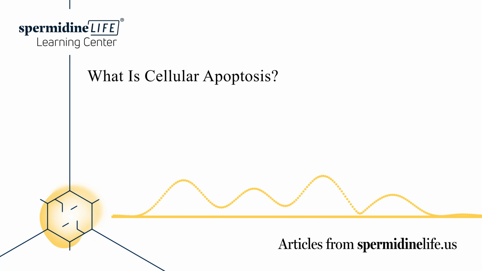Functions to keep us alive and healthy. When an aging cell becomes worn out and damaged, a process occurs to kill that cell off to make room for a new, healthy cell. This process is known as cellular apoptosis.